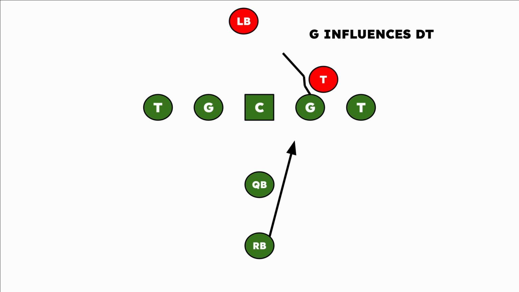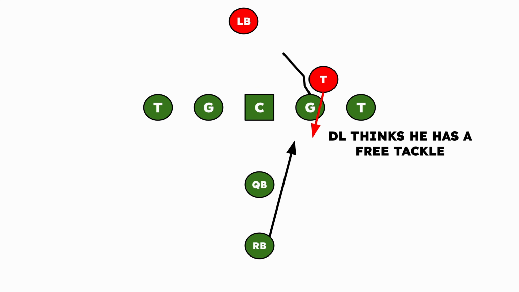Trap is just as fun as its name sounds. It quite literally is a trap. But how does this trap work? Well, the guard is going to influence the D lineman right in front of him. This usually is a 3 technique. And by influence, what I mean is he's going to act like he's guarding him, maybe touch him a little, but then immediately zoom past him.